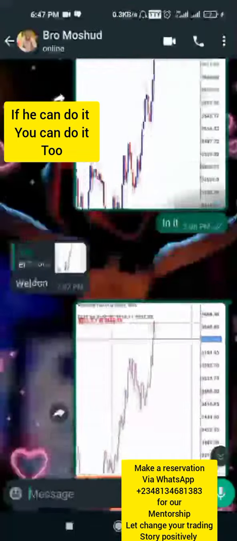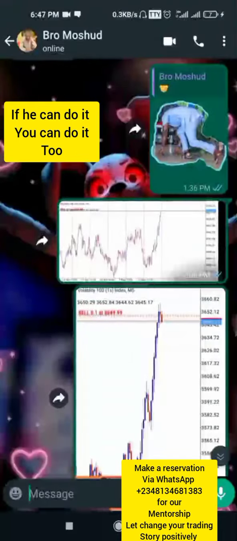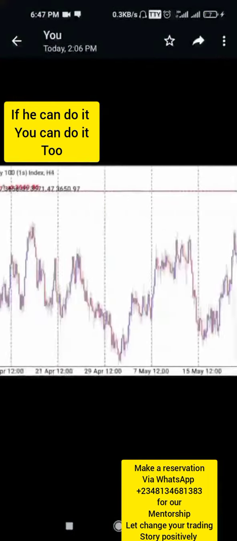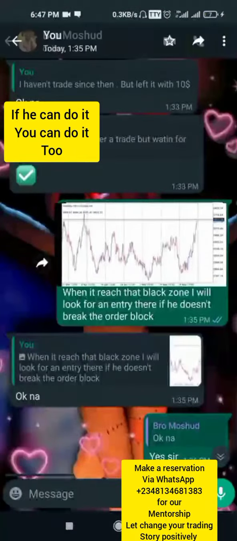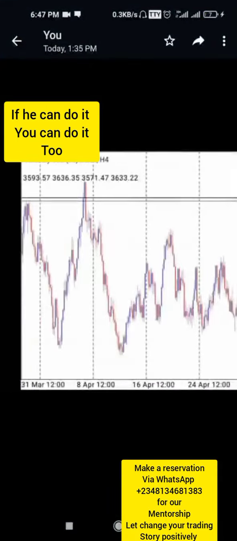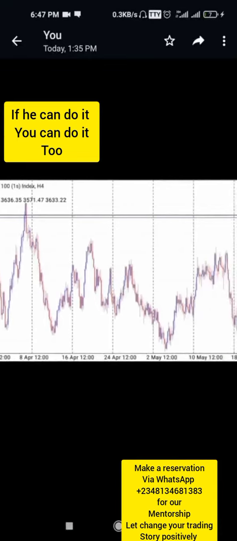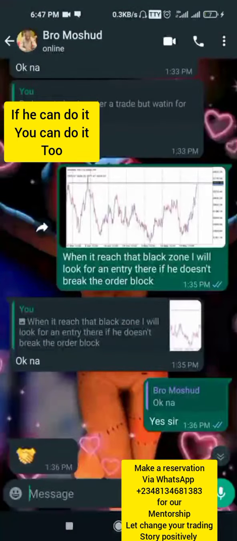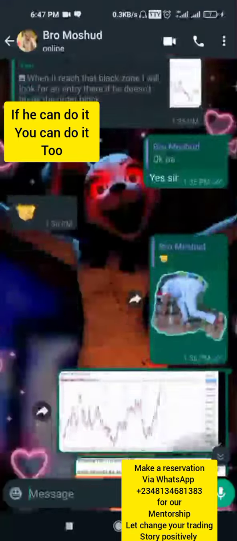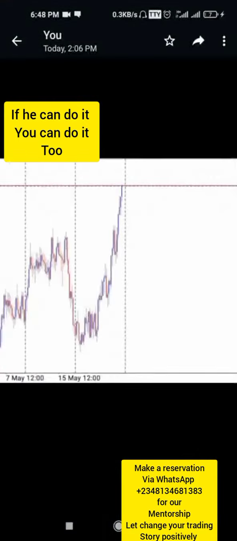Now, me and him are having chats today that, look at this. I was telling him, okay, wait, let me show you. Here it is. See, we have a retrace where I put the horizontal line there, so you can see it and see what I see. When it reaches the black zone, I will look for an entry there, and if it doesn't break the order, I'm going to get in. Okay, so now see, and here I am.